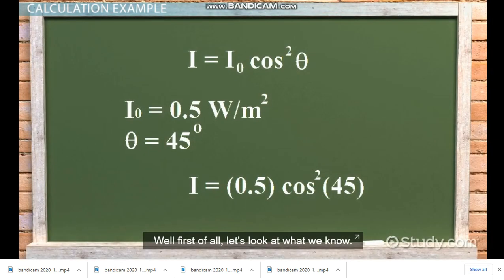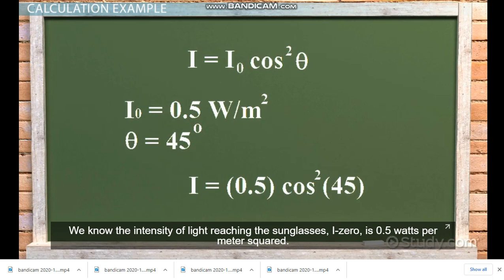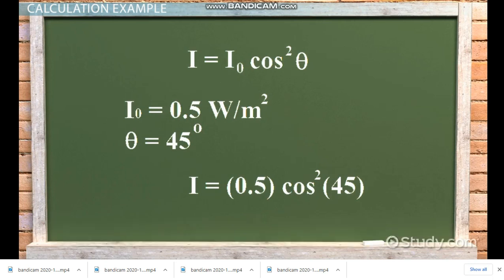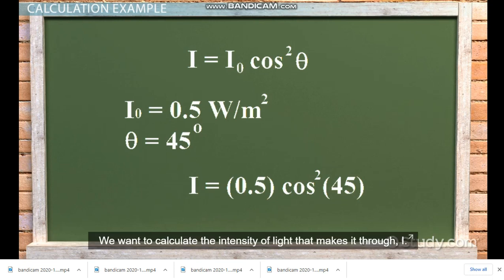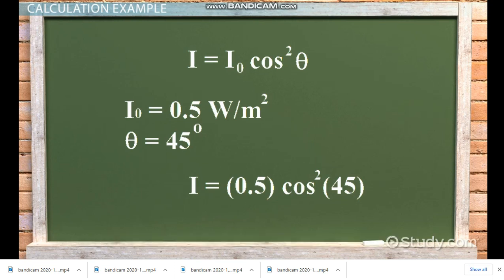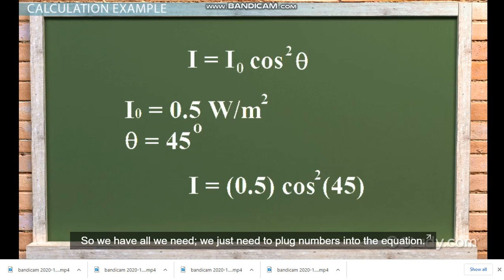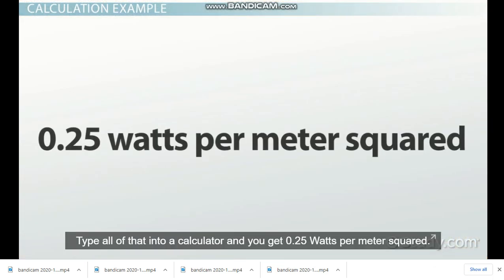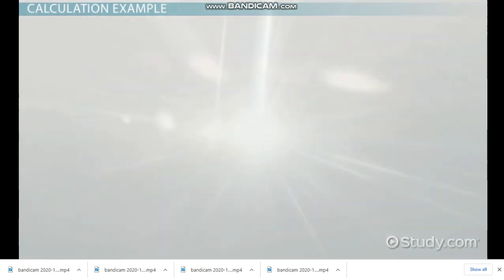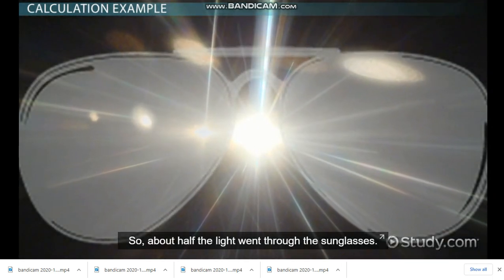Well, first of all, let's look at what we know. We know that the intensity of light reaching the sunglasses, I0, is 0.5 watts per meter squared. And we know that the vibration of the light is at 45 degrees to the direction of the slits in the sunglasses. We want to calculate the intensity of light that makes it through, I. So we have all we need, we just need to plug numbers into the equation. I equals 0.5 multiplied by cosine 45 squared. Type all of that into a calculator and you get 0.25 watts per meter squared. So about half the light went through the sunglasses.